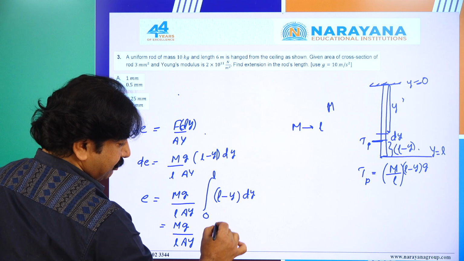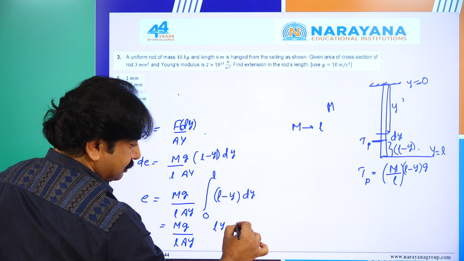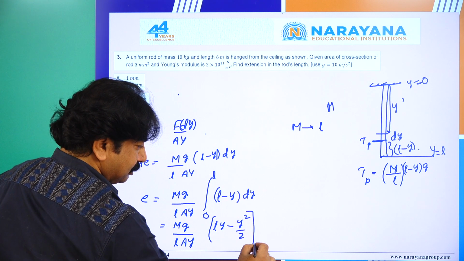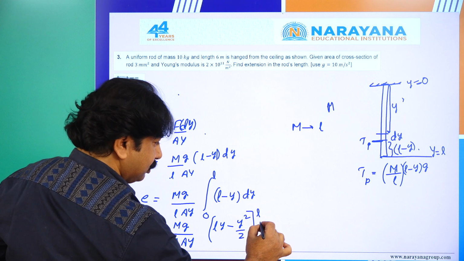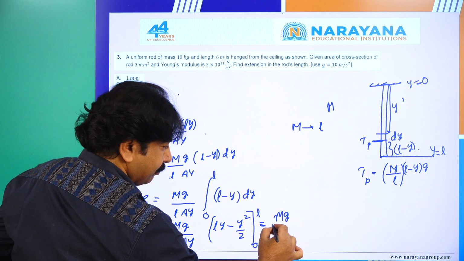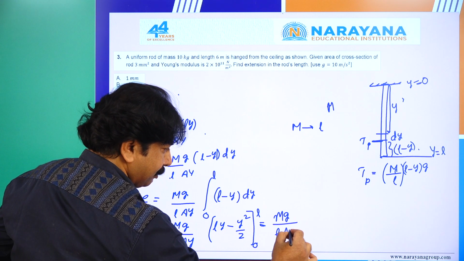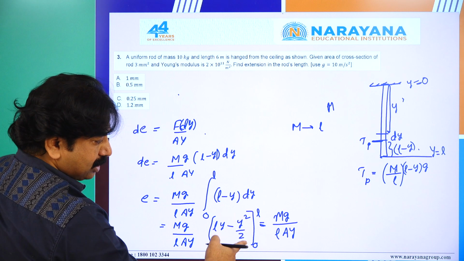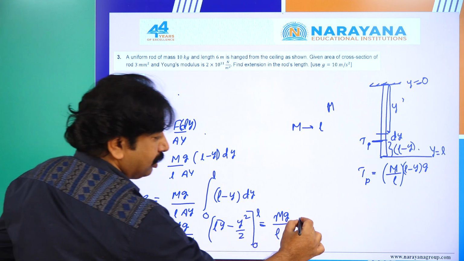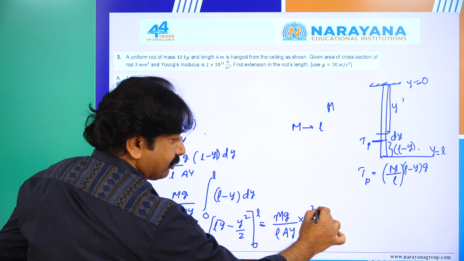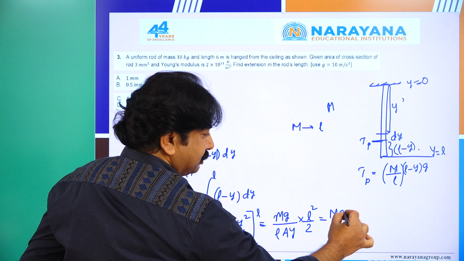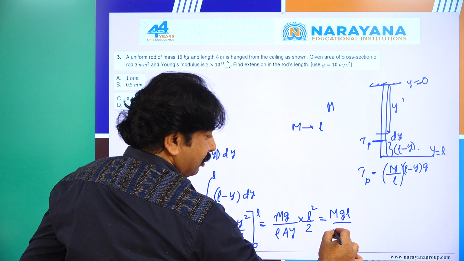The integration of this is Ly minus y square by 2, with limits 0 to L. So this is equal to mg by L AY, and after substitution we get L square by 2 finally. So we can write this as mg L by 2 AY.